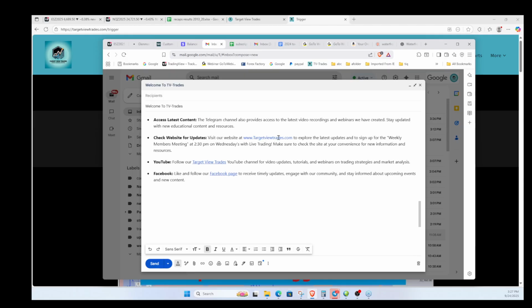And website for updates. If you go to targetviewtrades.com, I haven't made any changes on targetviewtrades.com in a long time. I do the weekly change there, but I haven't put anything new. I haven't been updating the web pages on a consistent basis. I have way too many other things going on.